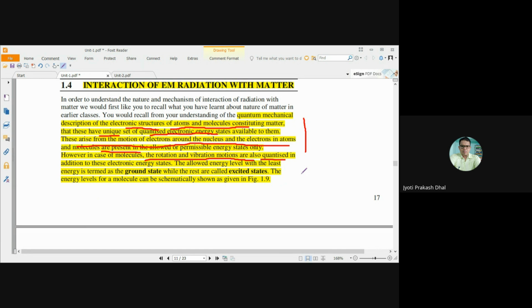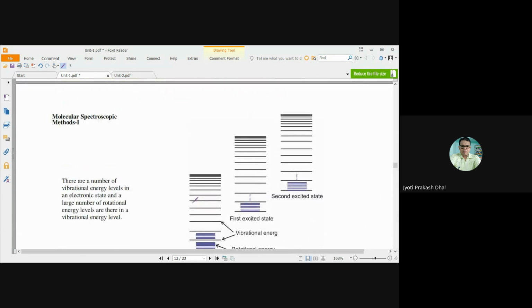But if you consider a molecule, in addition to the electronic energy levels, the molecule can also undergo rotation and vibration. That means rotational and vibrational motions are also there, and these motions are also quantized in addition to the electronic energy levels. The allowed energy level with the least energy is termed the ground state, while the rest of the energy levels are called excited states.